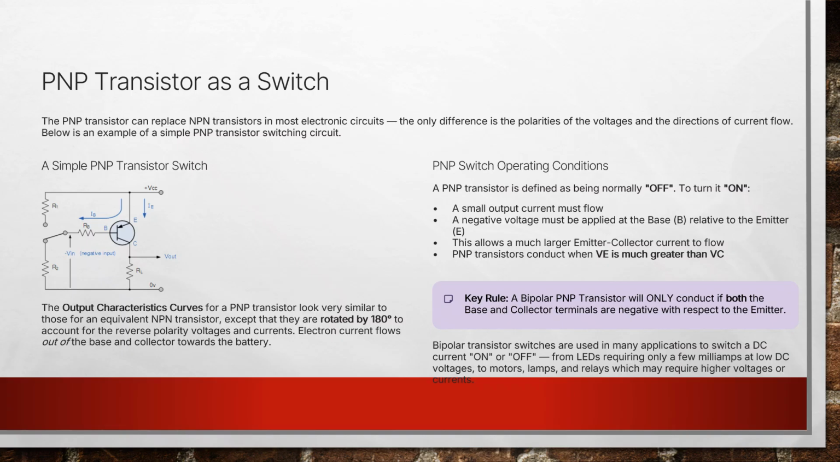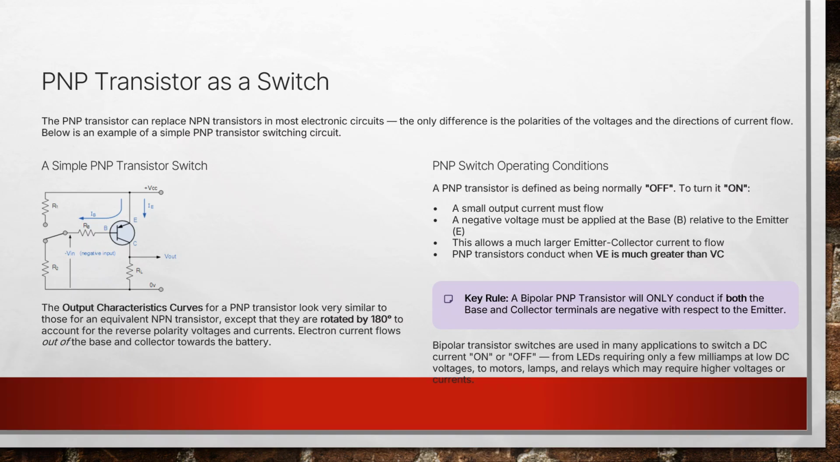The output characteristic curves for a PNP transistor look very similar to those for an equivalent NPN transistor, except that they are rotated by 180 degrees to account for the reverse polarity voltages and currents. Electron current flows out of the base and collector towards the battery. PNP switch operating conditions. A PNP transistor is defined as being normally OFF. To turn it on, a small output current must flow. A negative voltage must be applied at the base, B, relative to the emitter, E. This allows a much larger emitter-collector current to flow.